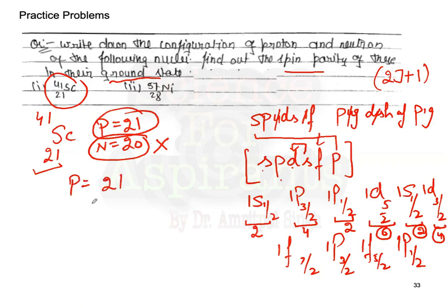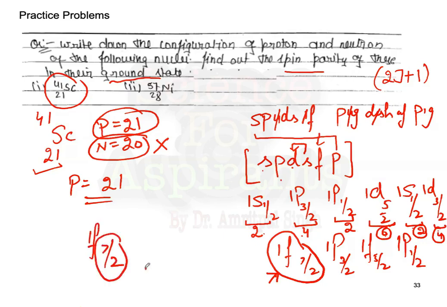So I will consider only the role of proton, because the last unpaired proton will give us the ground state spin for this nucleus. So let us add it. 2 plus 4 is 6, plus 2 is 8, 8 plus 6 is 14, 14 plus 2 is 16, 16 plus 4 is 20, and I have 21 protons. So the last unpaired proton will be present in this orbital 1f 7/2. So from this my J value is coming out to be 7/2.